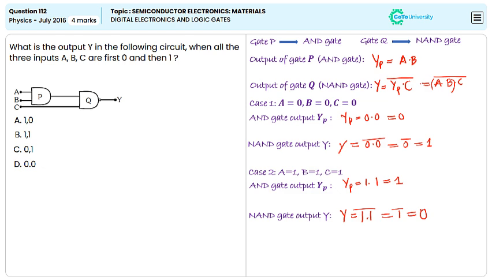So we can conclude that when A, B, C are equal to 0, the output Y equals 1, and when A, B and C equal 1, the output Y is nothing but 0. So the correct answer will be option A.